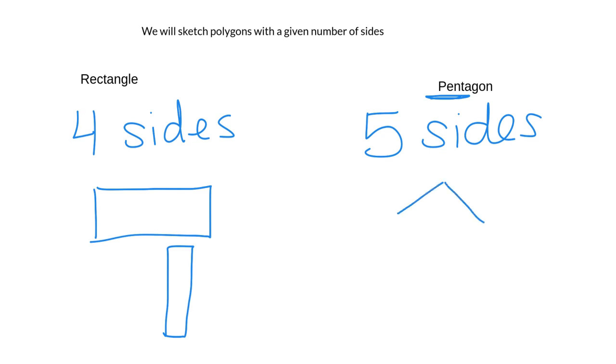1, 2, 3, 4, 5. Now I know that's not perfect, and I'm going to double check this right here too, that I got in my 1, 2, 3, 4, 5 sides. They should be approximately the same length. If they're not perfect, that's okay. And there is a pentagon.